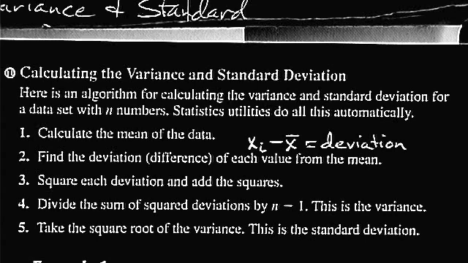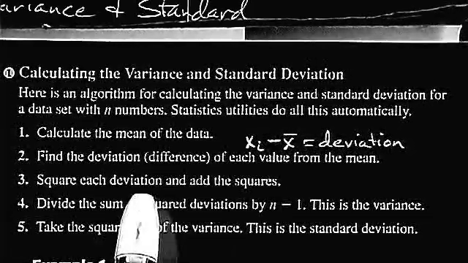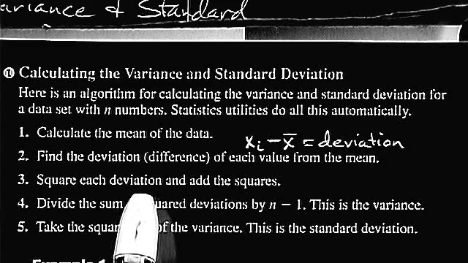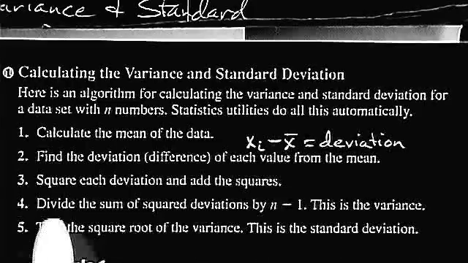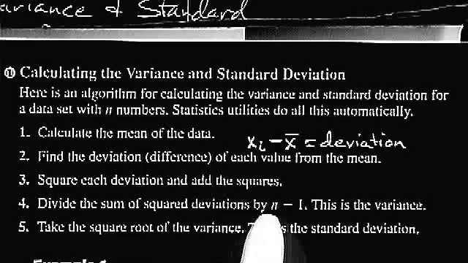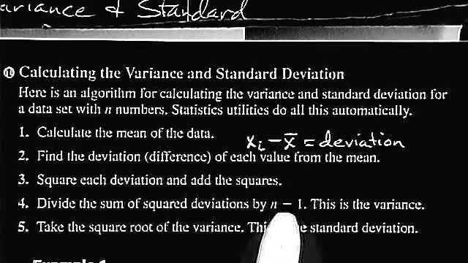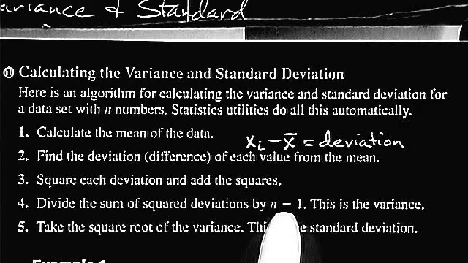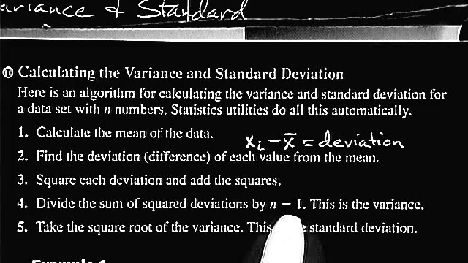Well, in order to fix that, we square each deviation. Right there it says square each deviation. Now the reason we square them is so that we can make them positive. And then we're going to add them all up. Now, the next step says divide the sum of square deviations by n minus 1. You might say to yourself, wouldn't you want to divide by the number of values that you have? Why would you divide by one less than that?